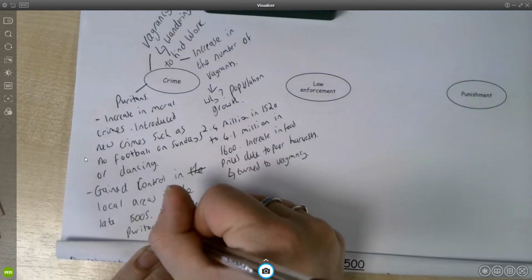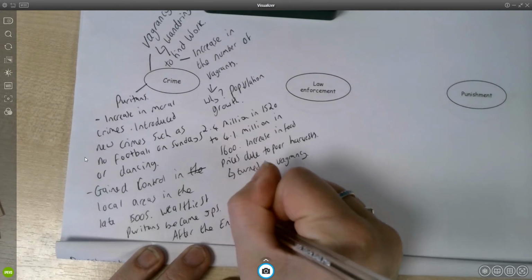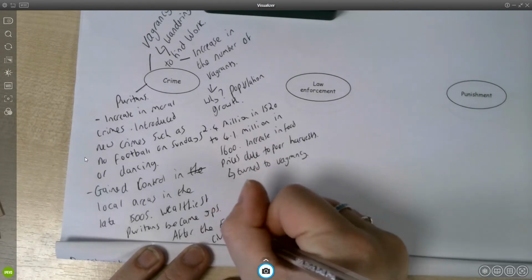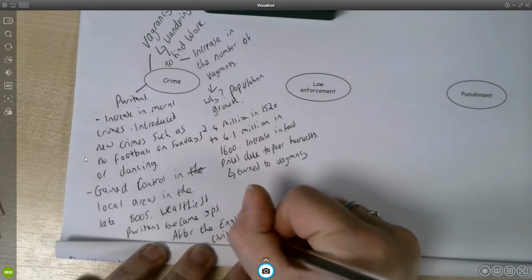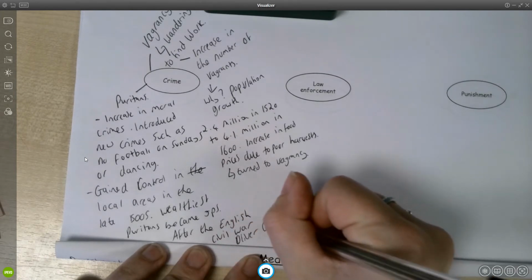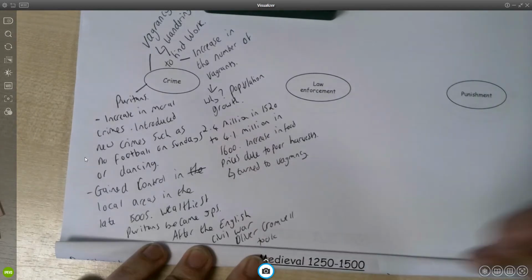But after the English Civil War, Oliver Cromwell, who was a Puritan, took control of the country. So Puritan law became more national.